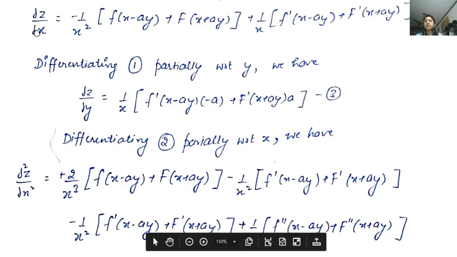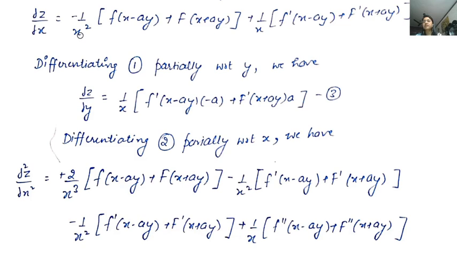When we differentiate ∂z/∂x with respect to x, we will get ∂²z/∂x². Again we will use the product rule here. When we differentiate minus 1 over x square with respect to x, we will get 2 by x cube into this term as it is, minus this term as it is, and when we differentiate this term with respect to x, we will get f dash (x minus ay) plus F dash (x plus ay).